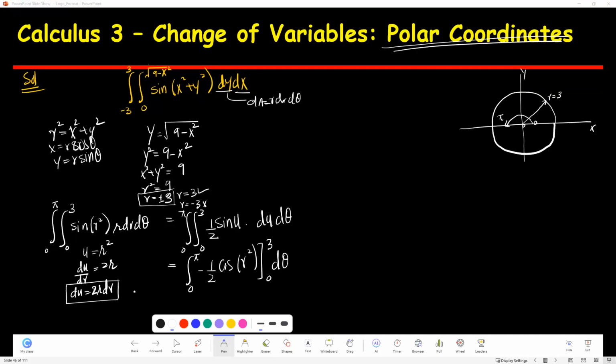We can also know that from here, du equals r dr. du equals r dr. This is what we use to substitute here. Okay, I'm done with this one. Let me just simplify this one, substitute the value. So it's going to be pi to 0, minus half cos 9 plus half, d theta.